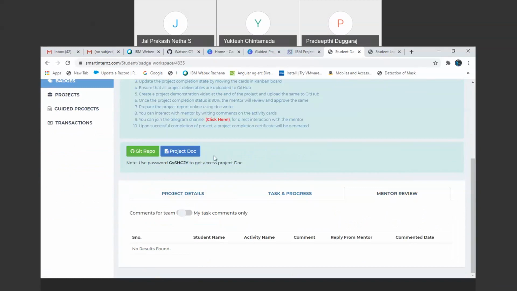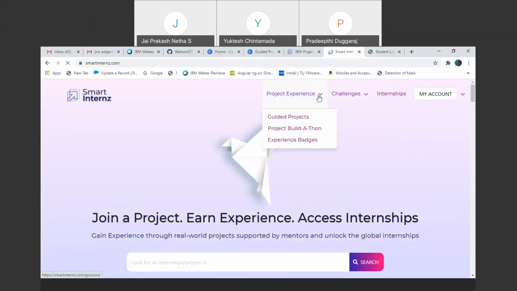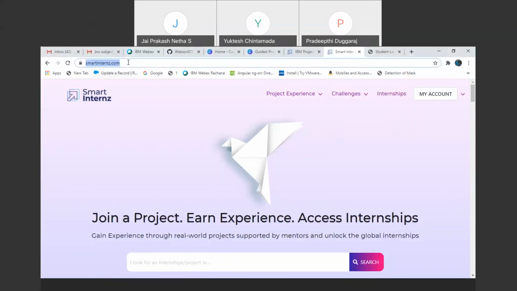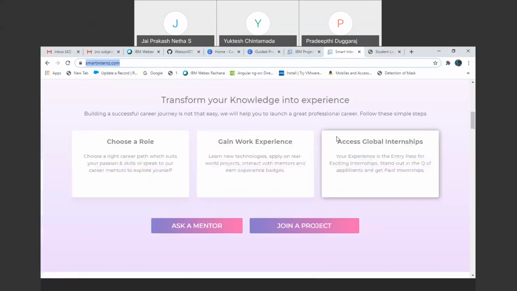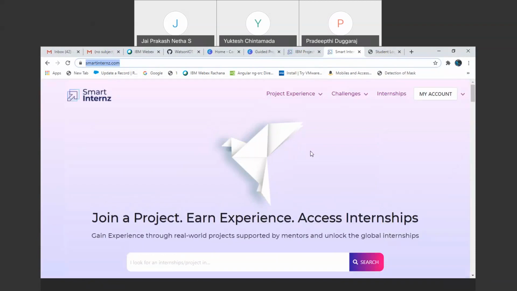There are many other tools and integrations coming up further, which would make your work easier and help you to upgrade yourself. So this is all about the Smart Interns platform. I'll post the link in the chat, which you can come over and see what all is available, apply and register for the programs that are available, and stay connected with us so that we'll be sharing all the details going further.